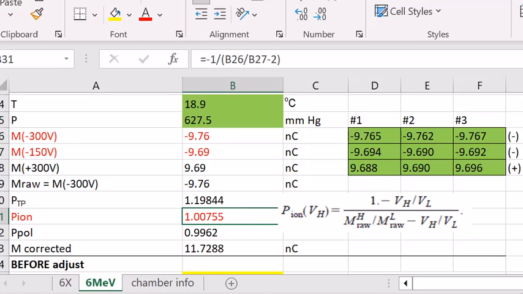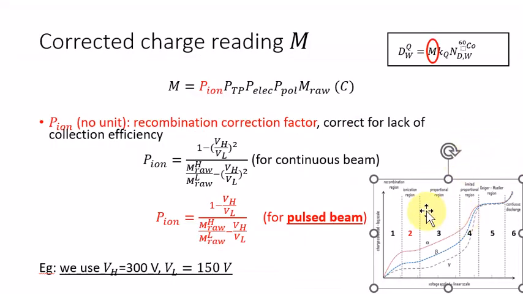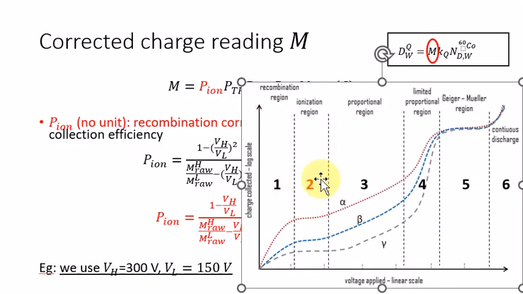So you can see they're very close to 1, and they should be. As we said, 1 is the ideal situation, meaning the chamber is very good, that it is not affected by slightly different biases as long as the chamber is within the ionization region, which is the number 2 region right here.